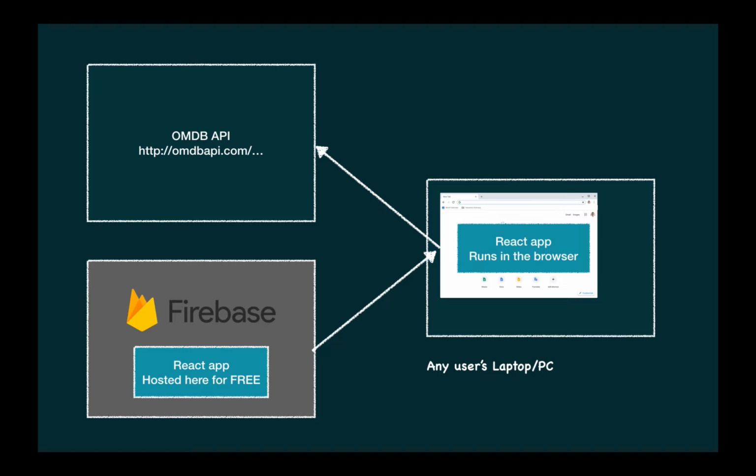And the React application running on the client's browser now visits the OMDB API.com directly and gets all the movie details to show it on the client's machine. And notice that the user's laptop or PC don't have any Node.js dependency at all. So this is the high-level architecture of the application that we're going to build. In the next lecture, let's get started with React.js.